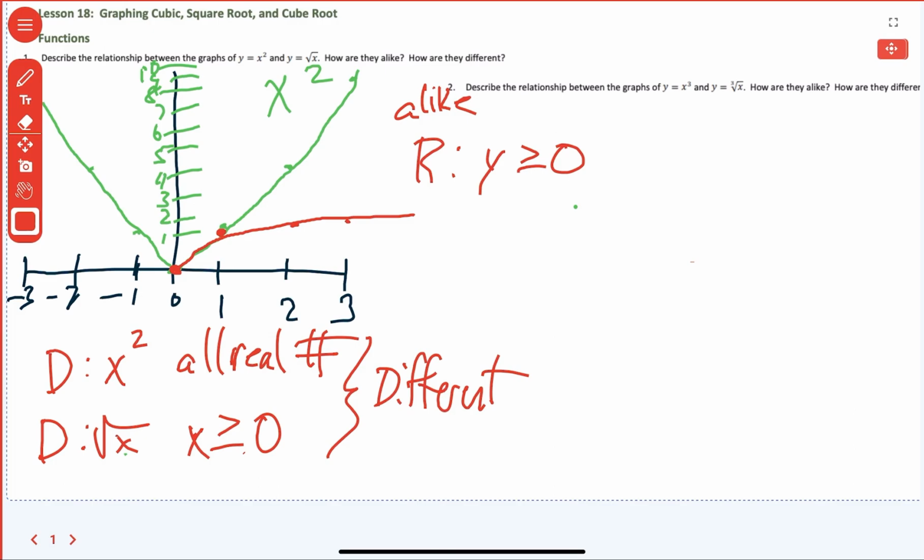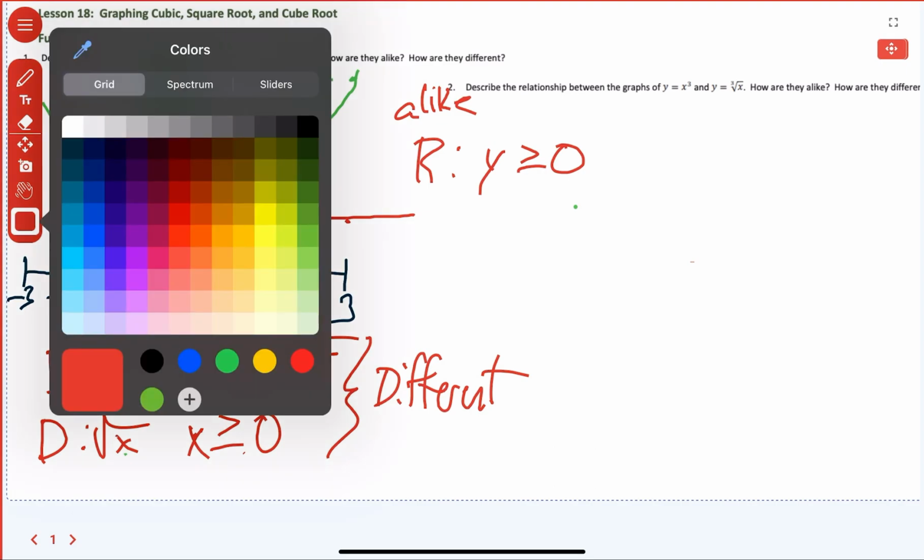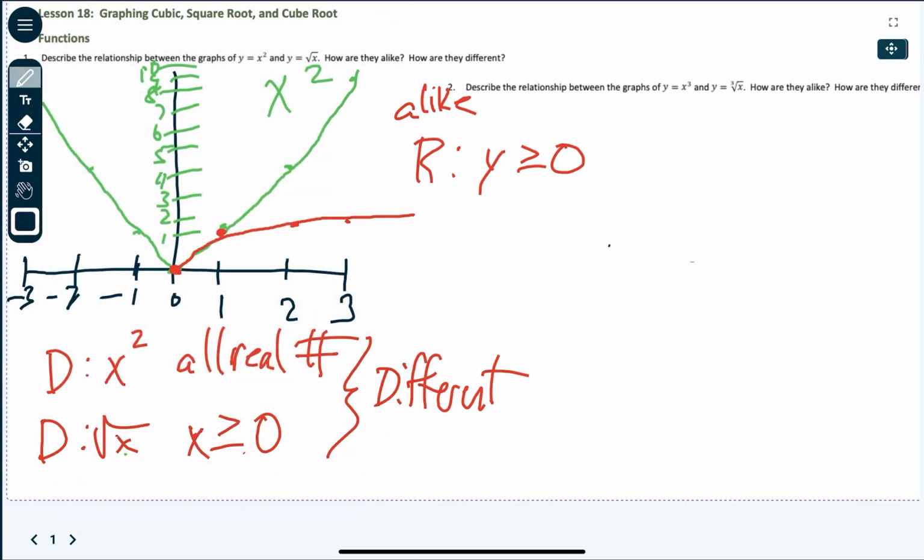Okay? Now, number 2 says, describe the relationship between the graphs y equals x cubed and y equals the cube root of x. Now, we just said that you can't have negatives inside a square root, right? Is this a square root? No. Jordan. So, can we have a negative inside this? Why can we?